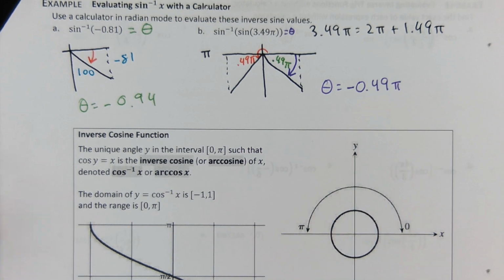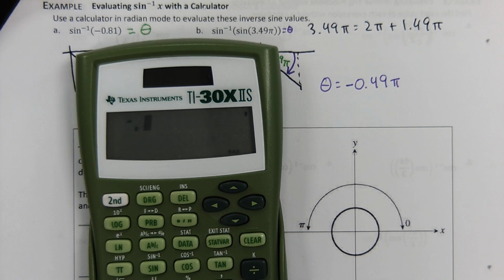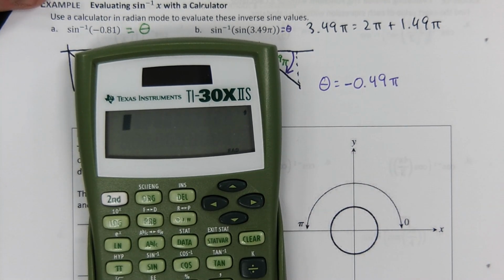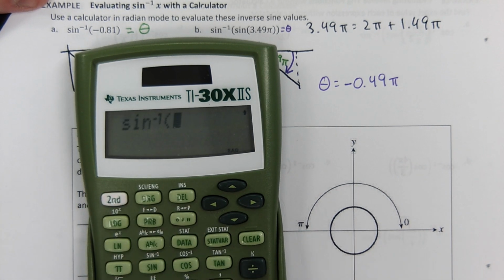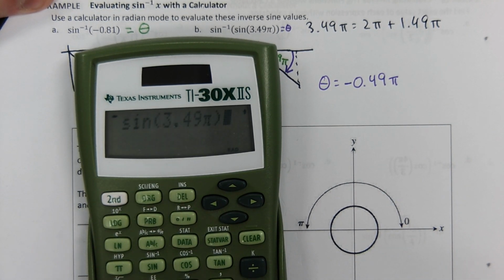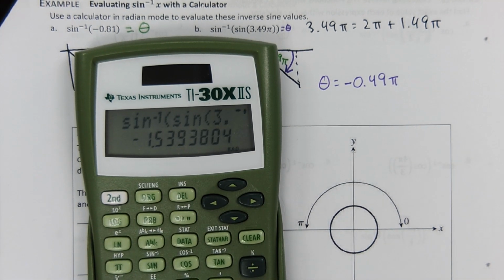Now let's see what that is. Negative 0.49 pi is negative 1.54. Cool? Negative 1.54 is what we're saying the answer is. I'm going to type it in. Sine inverse of sine of 3.49 pi, closing sine inverse, and getting the exact same answer that's on my paper. And we did it without a calculator.